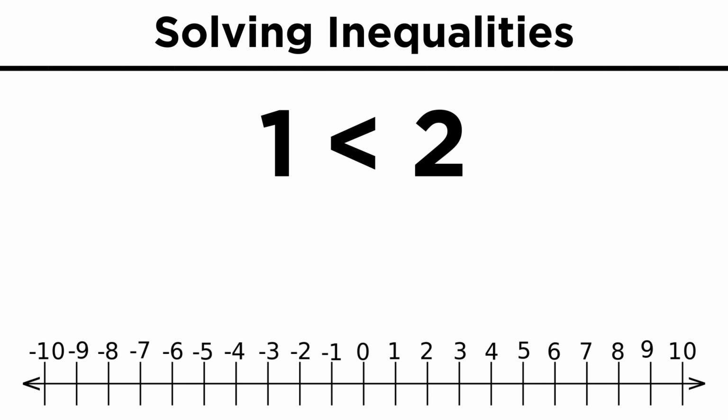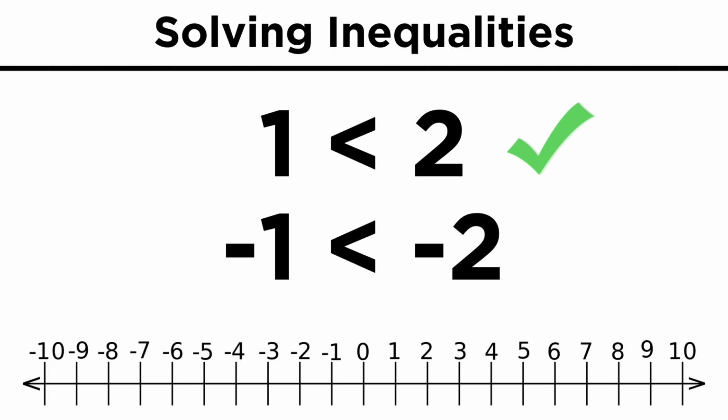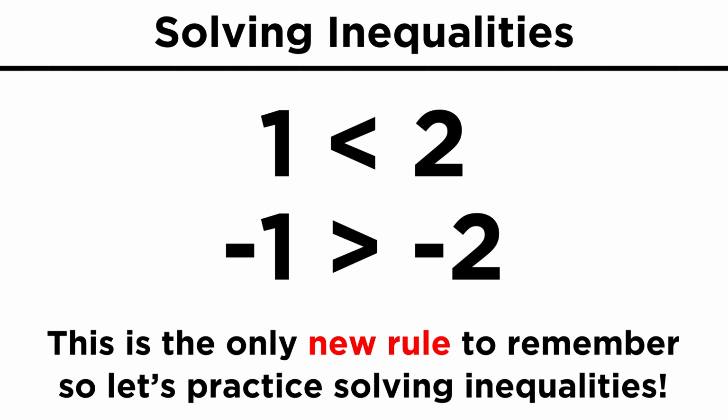We can verify this by using whole numbers. 1 is less than 2, but if we multiply by negative 1, we would get negative 1 is less than negative 2, which is not true. The only way this remains accurate is by flipping the symbol to get negative 1 is greater than negative 2. Other than this little rule, which can sometimes be tricky to remember, solving simple inequalities like this is no different than solving simple equations. So let's check comprehension.